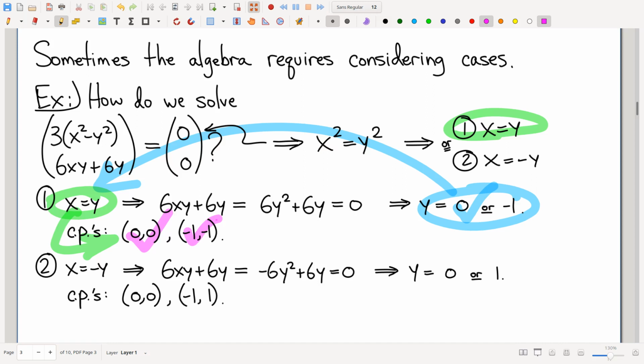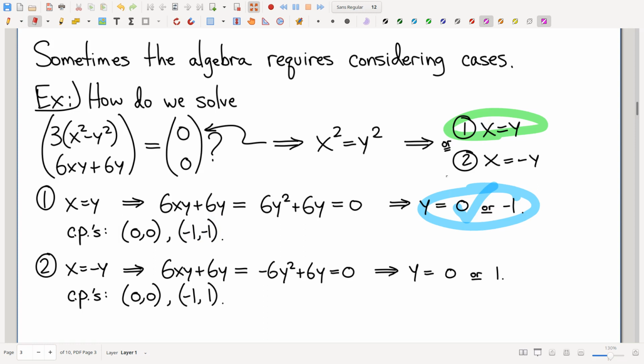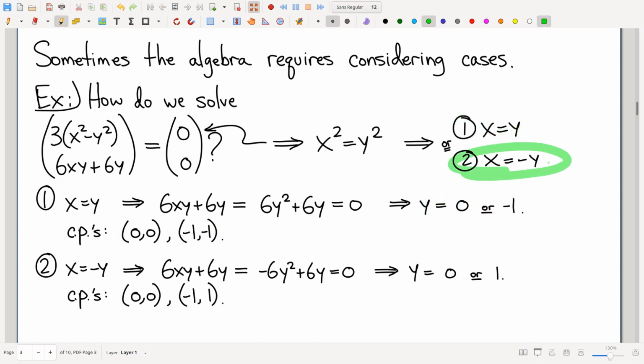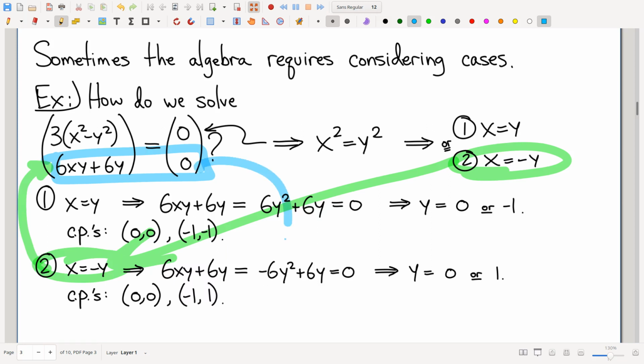Now, just as important, equally important, is case 2. X could totally equal -1, just as easily. So making that assumption, plugging that into our second equation, our second equation becomes this. Different equation for y. I get different values of y.